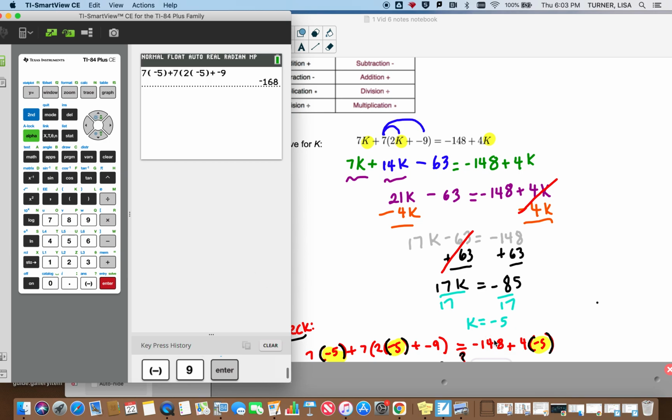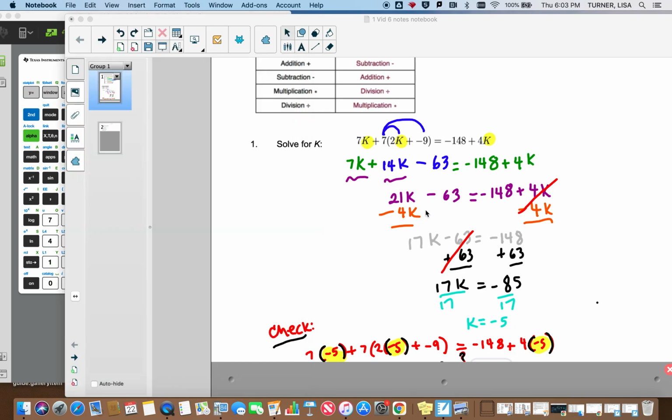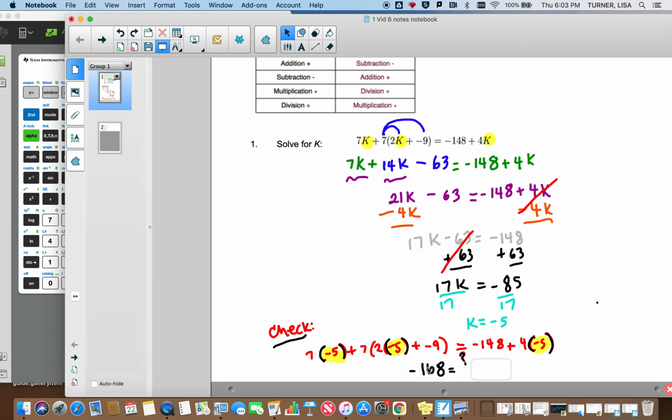Now the other side should be a negative 168 if I am correct, if my answer is correct. So negative 148 plus 4 times negative 5, and we should have a negative 168. So I know for sure that I am correct in knowing that the only number for that letter K, that variable K, is negative 5. That's the one that makes it equal. There's one solution, and we found it.